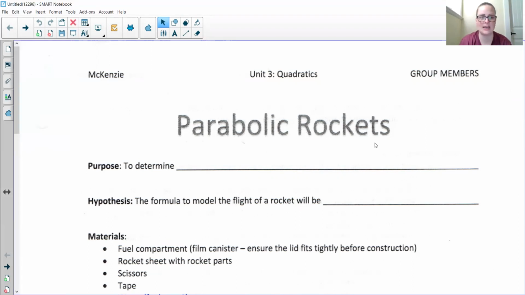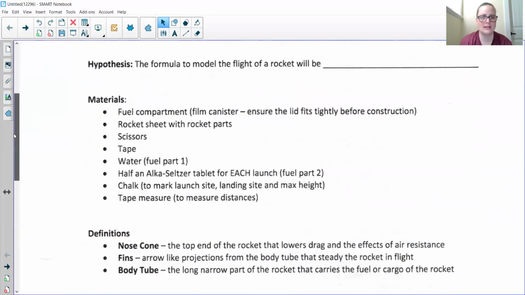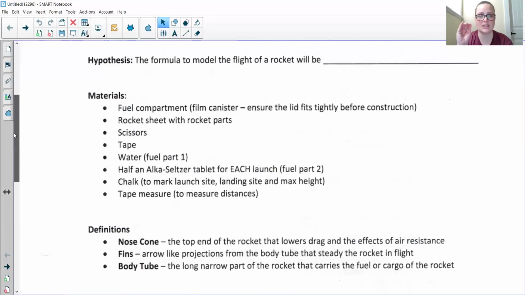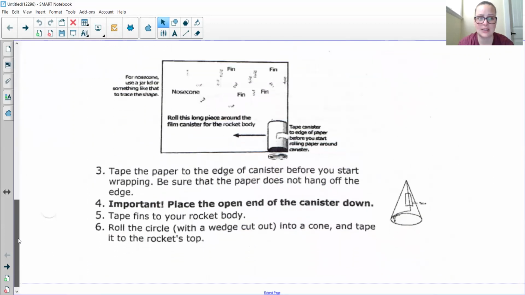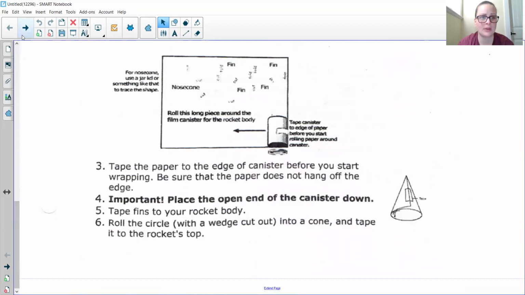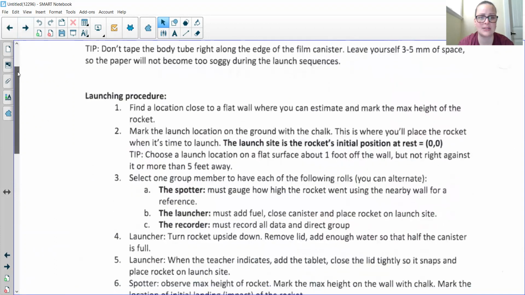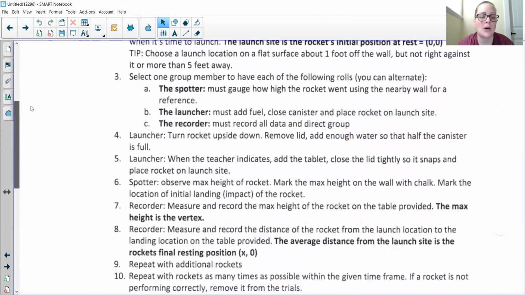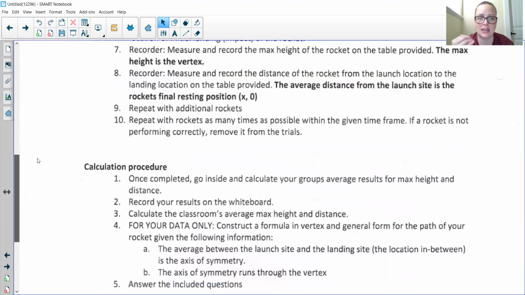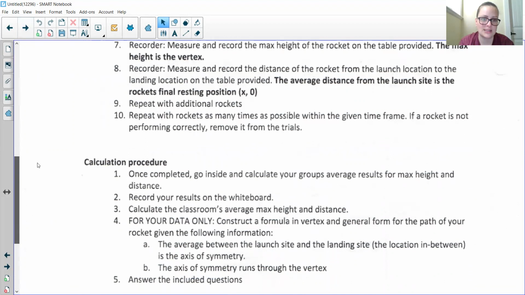In these directions, I also wanted to mention that there are the materials you need, and this is for the Alka-Seltzer film canister ones. There are some definitions, some explanations, some tips, and here's the launch procedure. It does actually go through this, even though I have done a video of me launching the rockets. It goes through it in a more succinct way with steps.